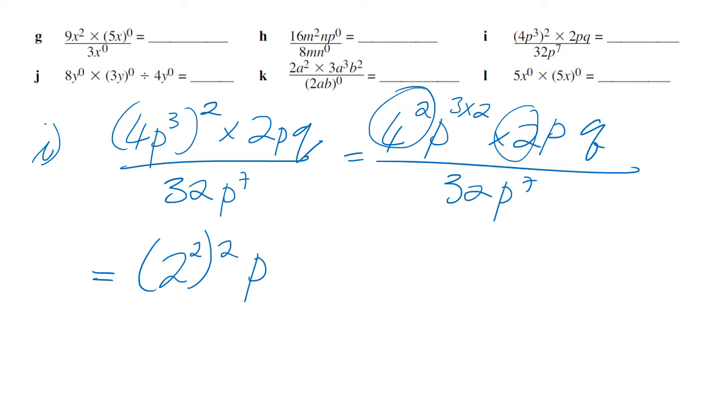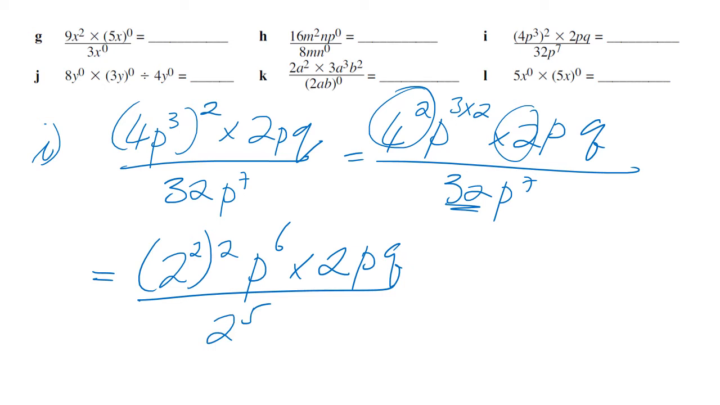P, 3 times 2 is 6. Then you multiply that by 2, PQ over 32. I want to simplify these numbers. 32, if you are good with your numbers, 32 is just 2 to the power of 5, right? 2 times 2 times 2 times 2 times 2 is 32. So 32, you can write it as 2 to the power of 5. And then we have p to the power of 7.